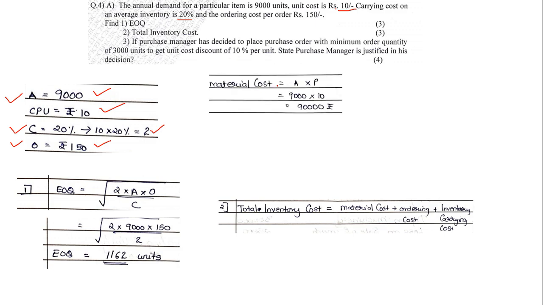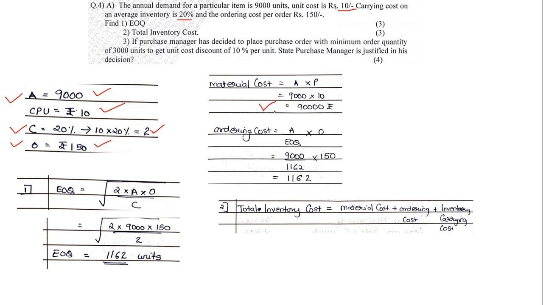Material cost formula is A into P, that is A into CPU. So 9000 into 10, which is 90,000 rupees. That's the very first thing that is required to be found. Second is ordering cost. Total ordering cost formula is A upon EOQ into O. Annual demand is 9000, EOQ was 1162 into O, which is 150. So 9000 divided by 1162 into 150, we got the value as 1162.